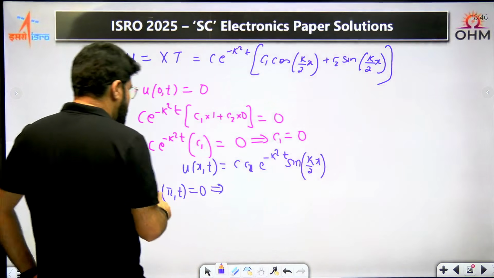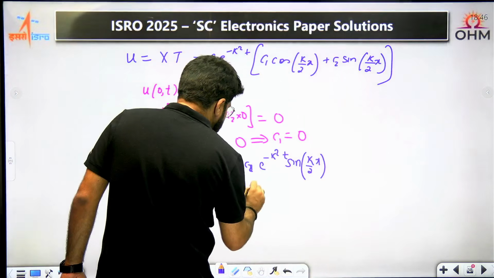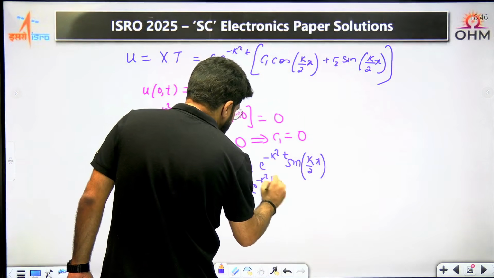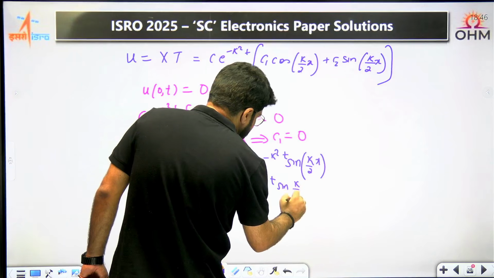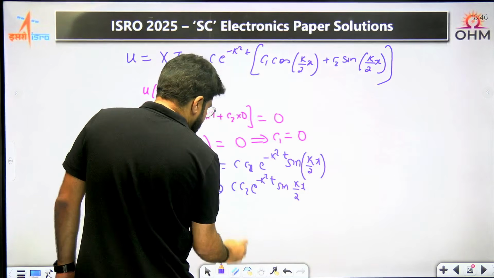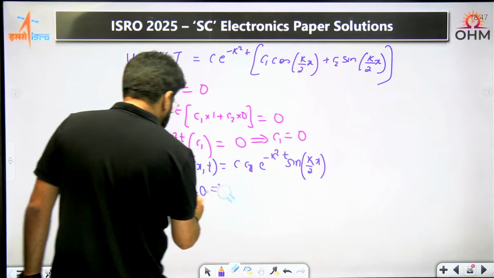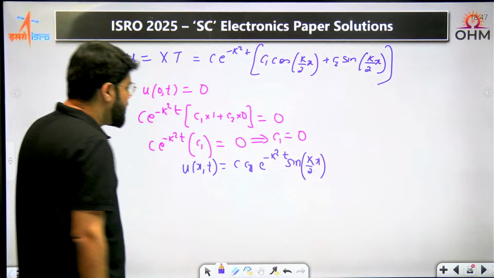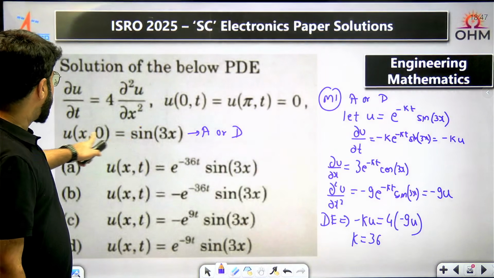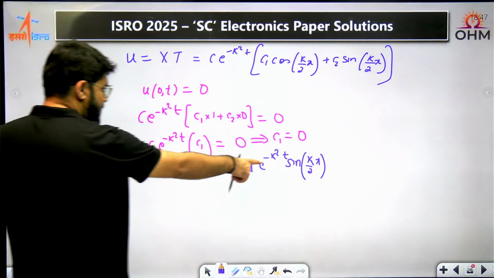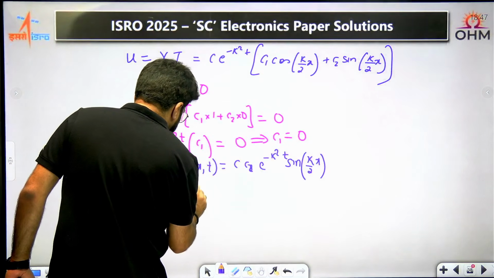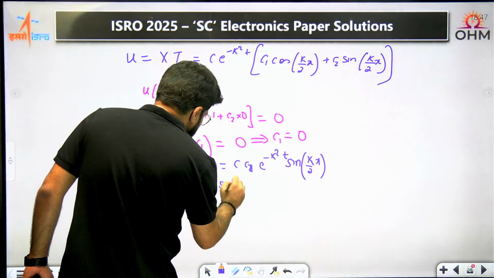Now that means when you put x equal to pi, C2 e power minus k square t sin of k by 2x. Or rather, if I first use the other condition, then it will be better. What is that other condition? u of x comma 0 is sin 3x. That will match here.